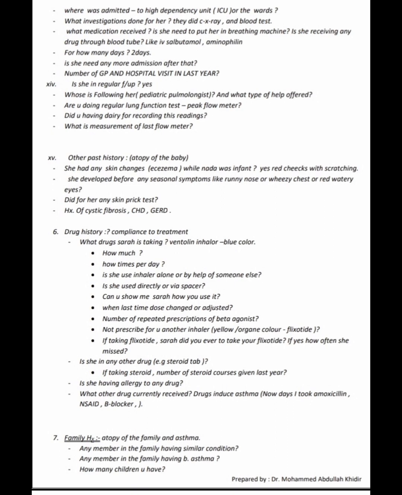Remember, that was number 5. Now I am telling number 6, history. Number 6 will mention drug history and compliance to treatment. What drug is Sarah taking? Ventolin inhaler, blue color. How much is she taking, how many times per day? Does she use the inhaler alone or with the help of someone else? Does she use it directly or via a spacer? Can you show me, Sarah, how you use it? When was the last time it was changed or adjusted? Number of repeated prescriptions of beta agonist.